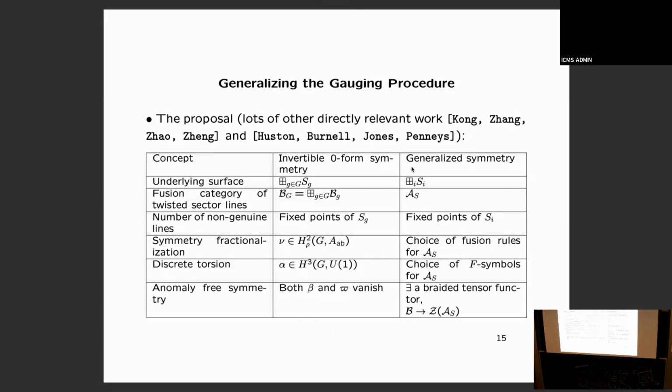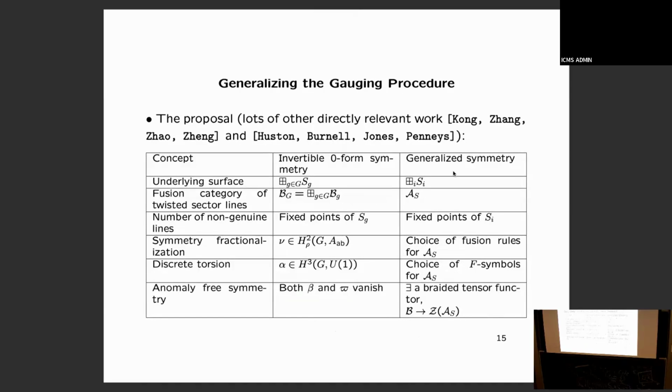So at best, what I'm going to do is rehash a little bit of old work, mainly work of Decoppet, to tell you a little bit about this, and then I'm going to give you some examples of generalized symmetry fractionalization and generalized discrete torsion. Okay. Is that clear? Any questions?